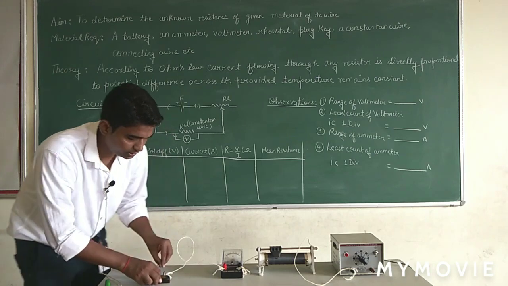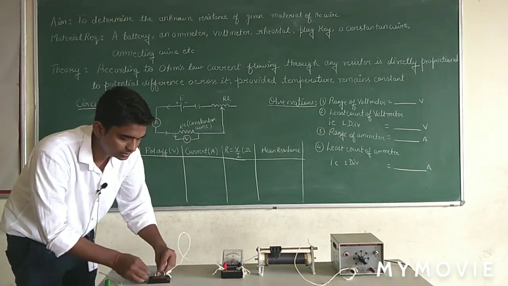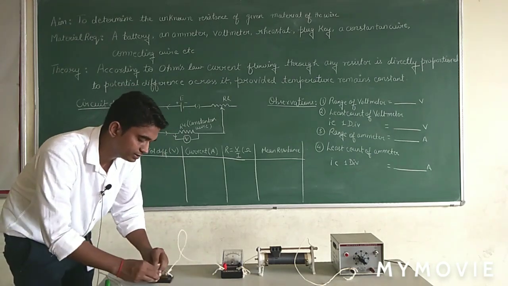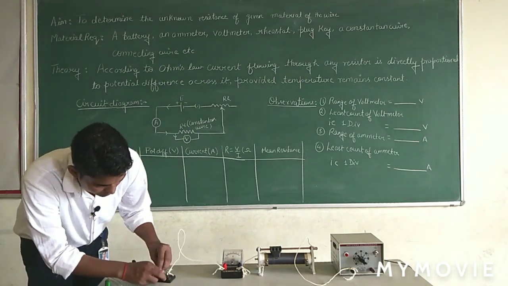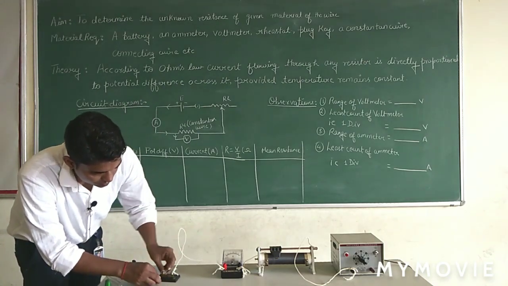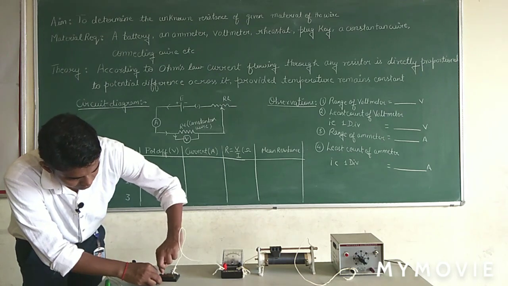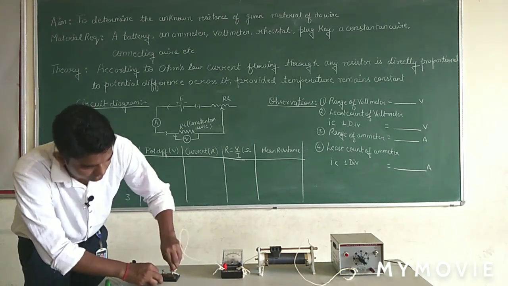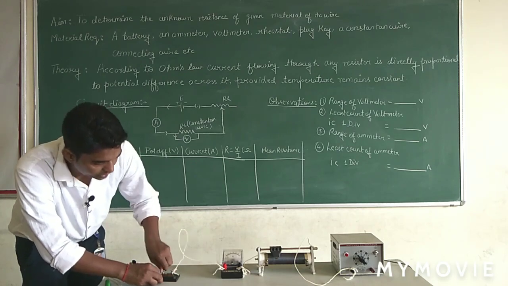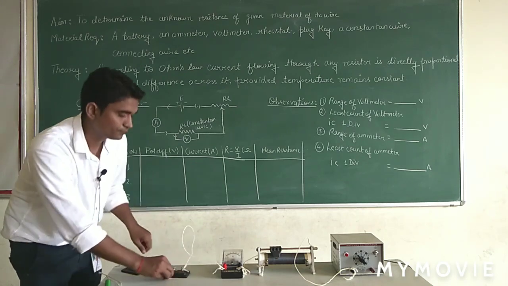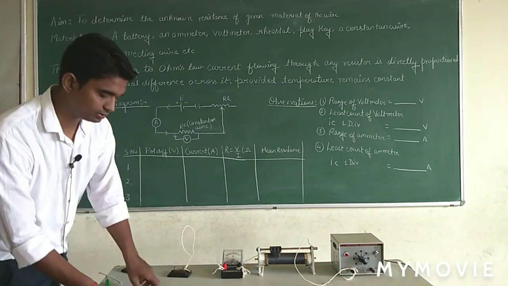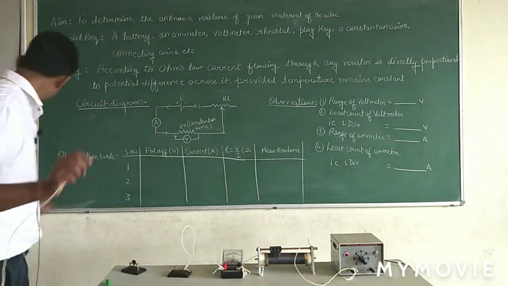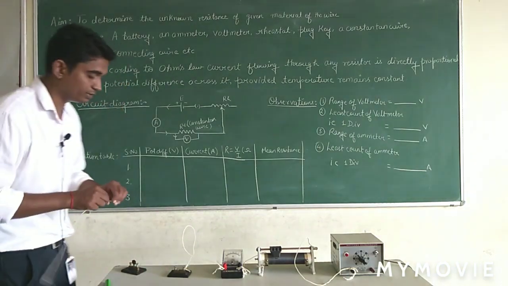Now one more thing, I have to connect this resistor in series. So it needs to be connected across here. Do it very carefully. The wire must be connected properly. There must not be any loose connection. Otherwise we have to check it later on. So do it carefully to perform the experiment well.